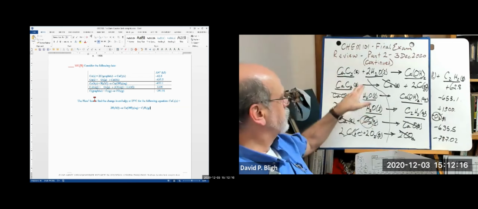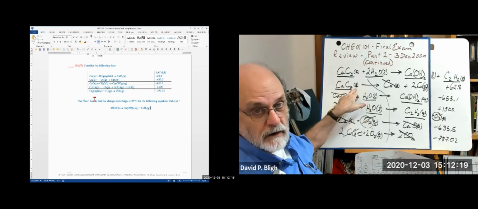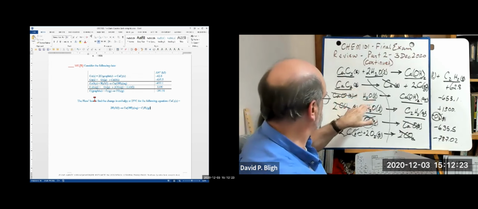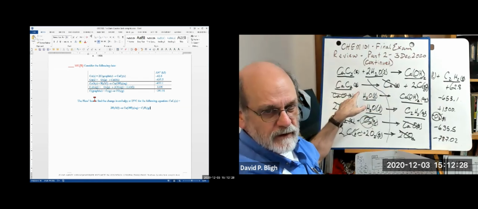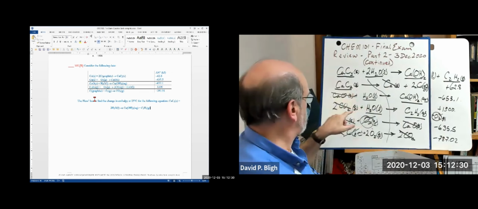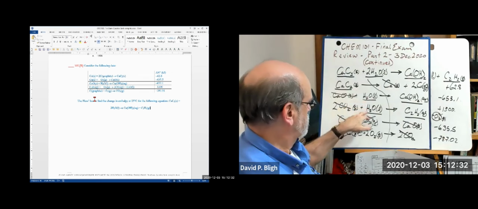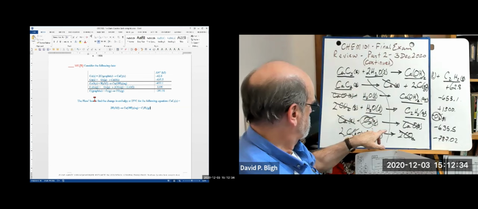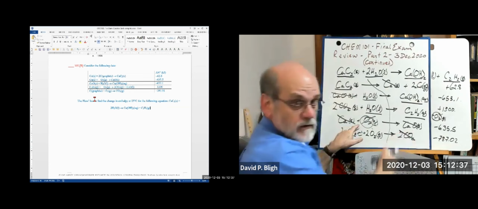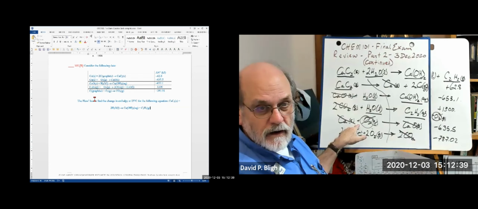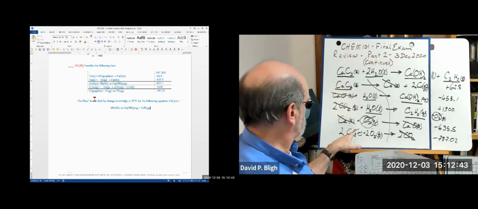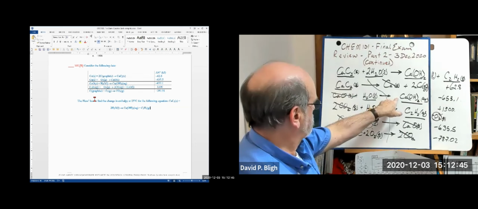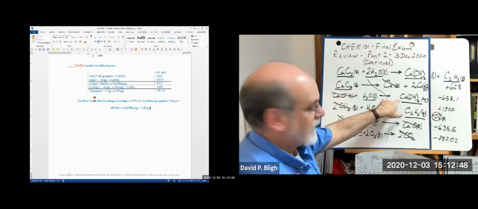Let's see if I wrote these correctly. The first one is calcium graphite, calcium carbide. Here, that's it. Calcium oxygen, calcium oxide. Calcium oxide in water is calcium hydroxide. That one's right.